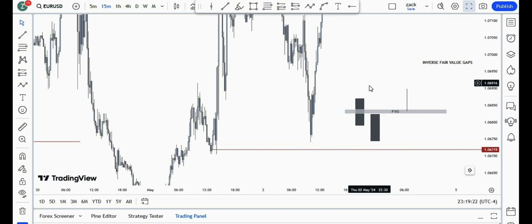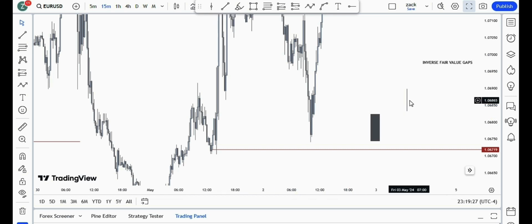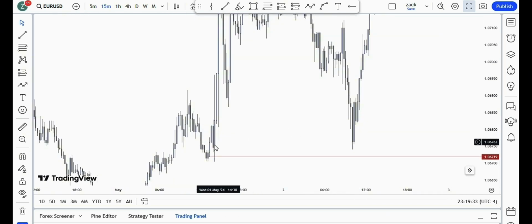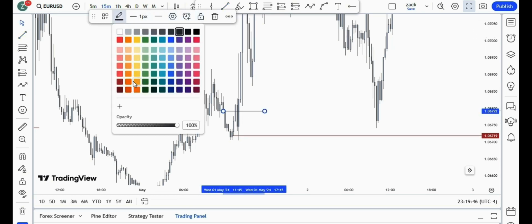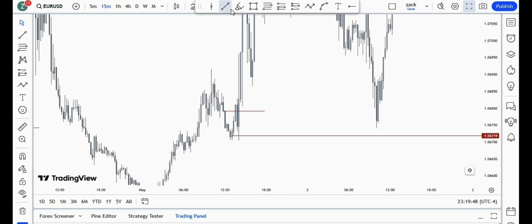This inverse is a very crazy pattern. So let me show you how I've entered. Initially we have this one, two, three. We have this inverse fair value gap, this normal fair value gap. But price did what? This was our normal fair value gap, but price disrespected it and continued higher.